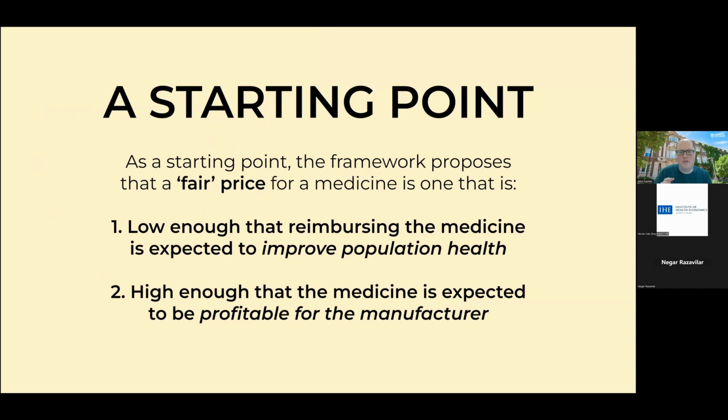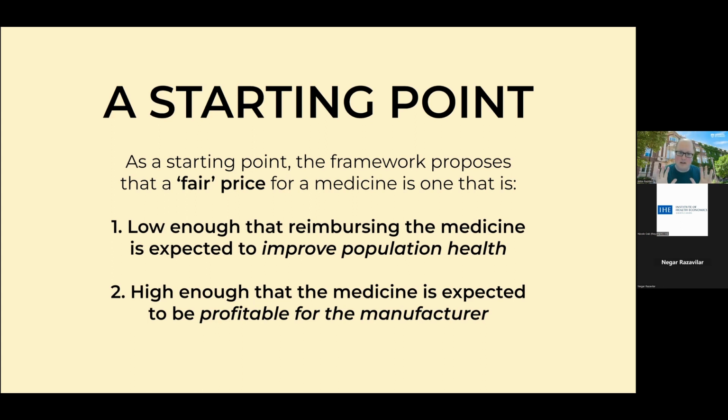So as a starting point for this framework, and we're going to build upon this throughout today's talk, I would propose that a fair price for a medicine is one that, first of all, is low enough that reimbursing the medicine within our public healthcare system is expected to improve population health. Okay, so I'm proposing that it's not fair for the price to be so high that when we pay for it through our public healthcare systems, that diminishes the health of Canadians as a whole, Canadians living shorter lives or lives of worse quality as a whole. That would be unfairly high. So it needs to be low enough to improve population health.